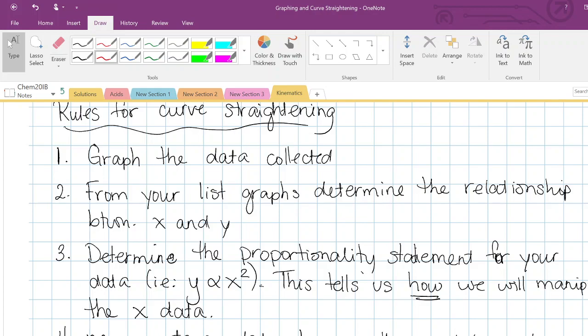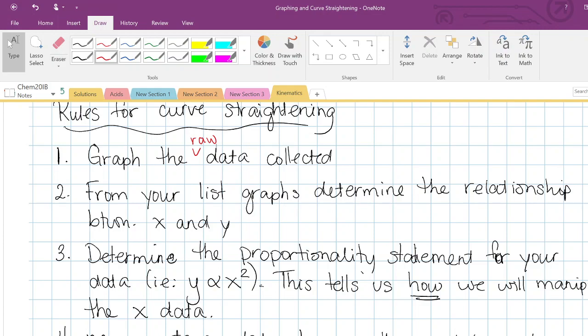First, you have to graph your raw data. Graph your raw data collected. That raw data is data that you haven't done any sort of calculations with, you haven't messed around with. It's the data that was collected in the lab. From your list, you're going to graph your data, look at the trend of your graph, and see what type of trend this gives us.